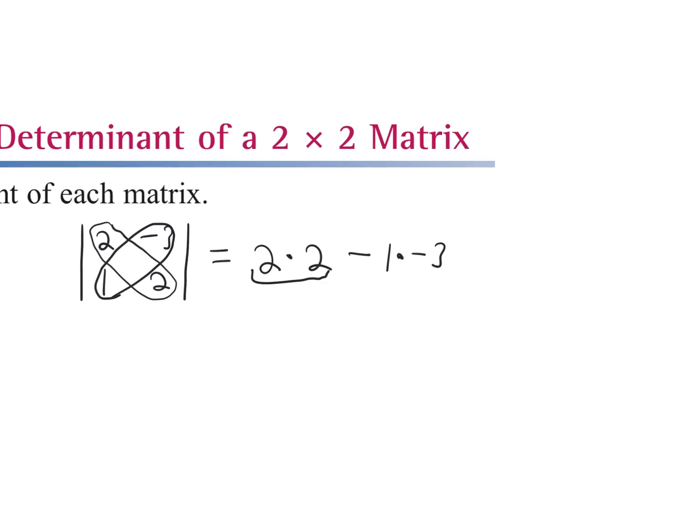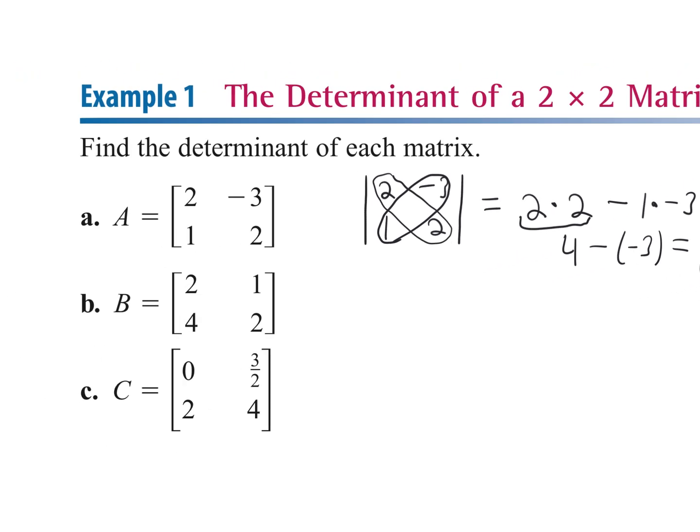And so we just calculate these individually. So 2 times 2 is 4, minus 1 times -3 is -3. So 4 minus -3 is a positive 7. Your answer is always going to be a singular number. All right, simple enough? Good, right? So we'll try the exact same thing with the next one.